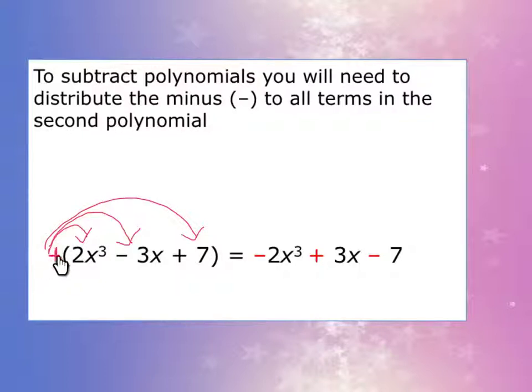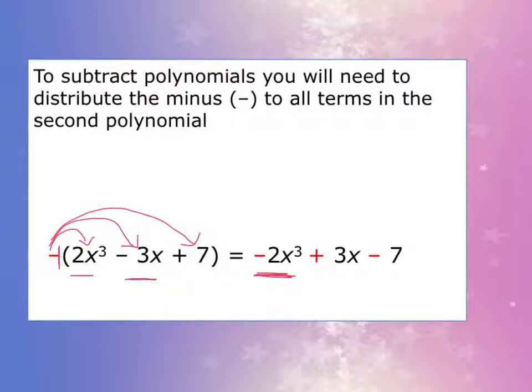Let me erase it. Okay, there we go. So once again, distribute the negative here, here, and here, and you'll have a negative 1 right there. So when you do that, you actually end up switching the symbol of every monomial. The positive 2x to the third becomes the negative 2x to the third. Negative 3x becomes positive 3x. And positive 7 becomes negative 7. We're going to need to use this to help us subtract polynomials.